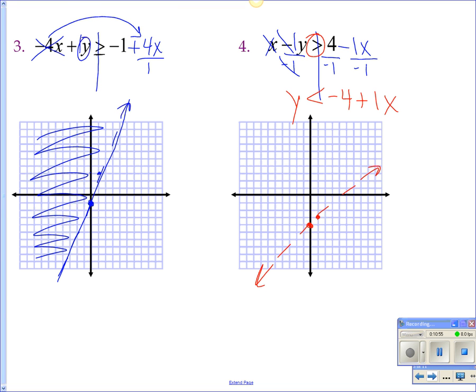And Ethan H, do I shade above or below? My sign flipped. What kind of sign is this, Ethan, right here? What kind of sign is that? So you shade below. Shade below.